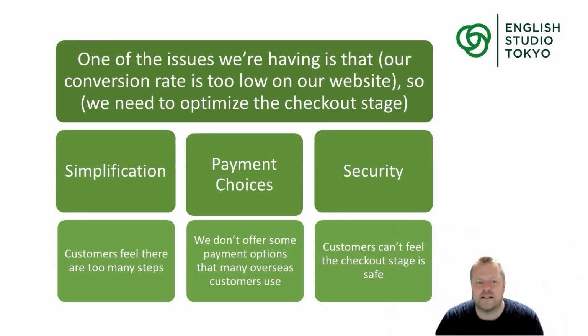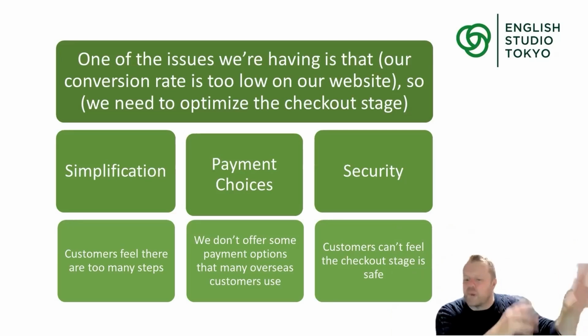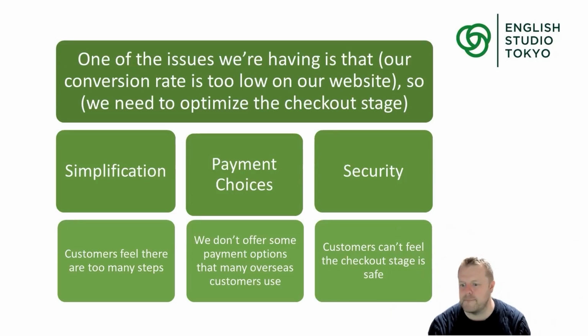So one of the issues we're having is that our conversion rate is too low on the website. Okay, that's our problem. So maybe I'm a salesperson, maybe I'm in IT, maybe our conversion rate on the website is 0.5%, and the industry average is 1%, right? That's a problem because it means we're doing badly. So we need to improve that conversion rate. So we need to optimize. Maybe my point today is I want everybody to focus on my goal, which is optimize the checkout stage. This is my point today.